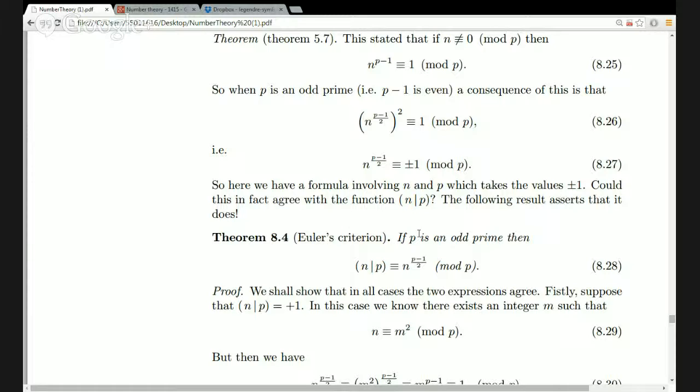That comes from this observation here, because these are square roots of 1 from Fermat's little theorem. So they have to be congruent to plus 1 or minus 1. So it's congruent to minus 1, and this is indeed the value of the Legendre symbol in this case, because n is a non-residue. So the Legendre symbol, by definition, is minus 1. So that gives us the result. Therefore, this Legendre symbol is congruent to n to the power of p minus 1 over 2 modulo p.